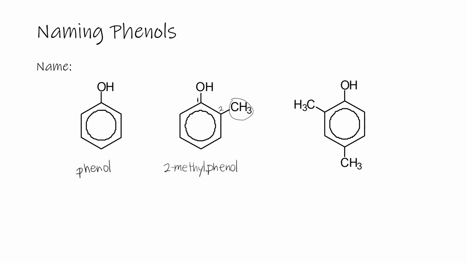Okay, this last one, again, the carbon number 1 is the one that is bonding to the hydroxyl group. And in this case, I'm going to start numbering counterclockwise to give the lowest set of numbers possible. And I can stop numbering there. So we have off of the 2nd carbon a methyl group, and off of the 4th carbon a methyl group. So this one would be 2,4-dimethylphenol. So that is how to name phenols.